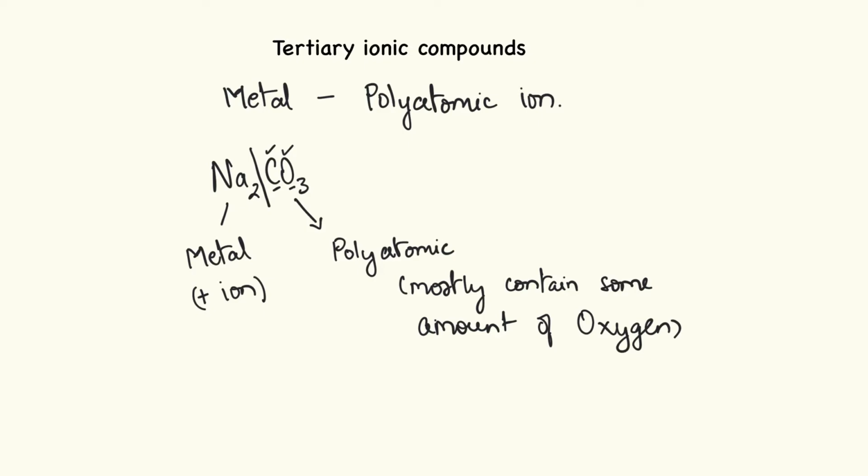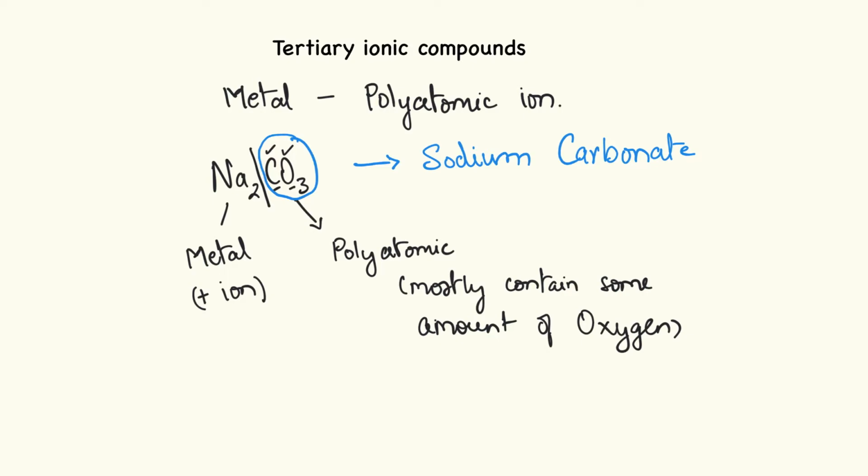And now that you have identified the metal and the polyatomic ion correctly, writing the name of the chemical is really simple. All you have to do is, just like in the previous cases, write down the name of the metal, which in this case is sodium, followed by the name of this polyatomic ion. You will find the name of this ion in the back of the periodic table, and it happens to be carbonate. And just like that, you have named the compound Na2CO3. That is all there is.